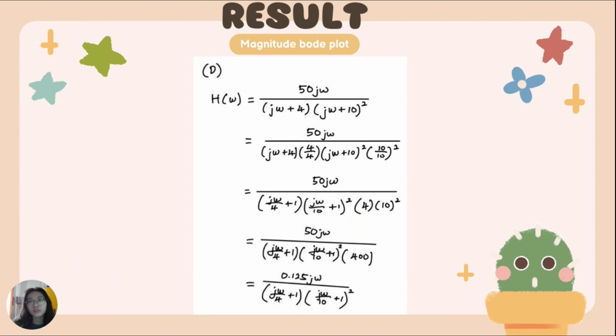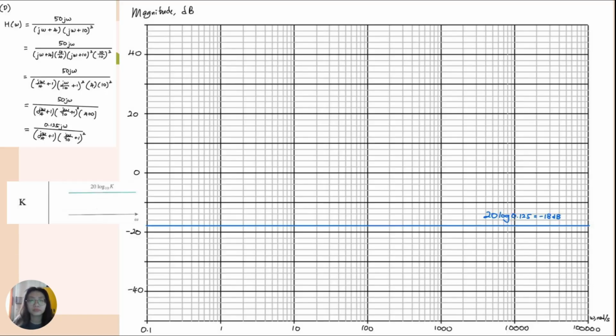Firstly, our transfer function equation is 15 jω over (jω + 4) times (jω + 10) to the power of 2. When we simplify the transfer function equation, it becomes 0.125 jω over (1 + jω/4) times (1 + jω/10) to the power of 2.